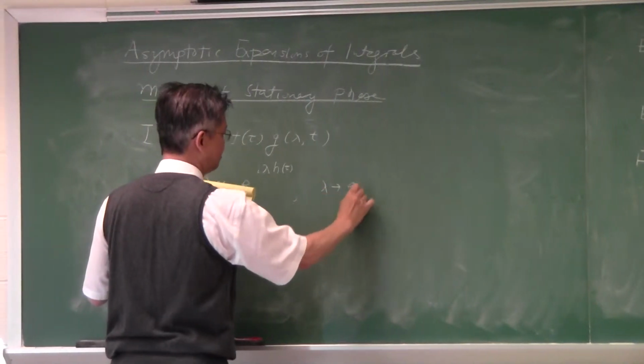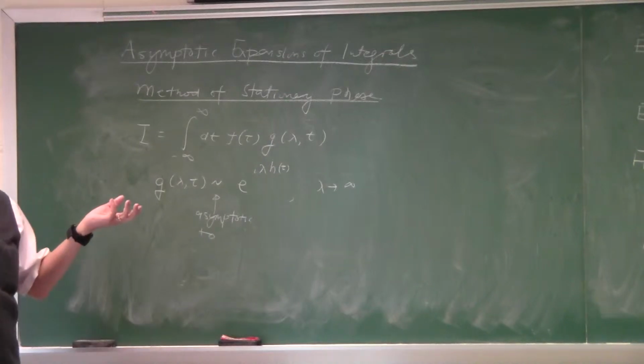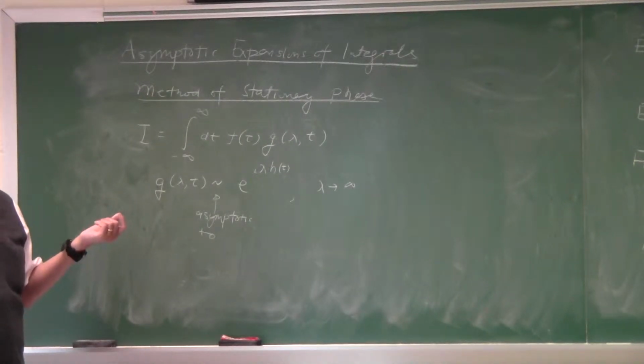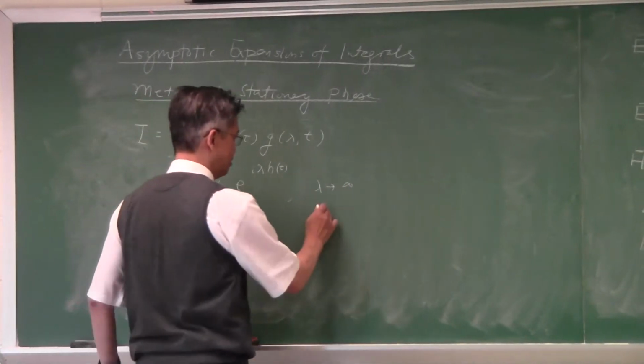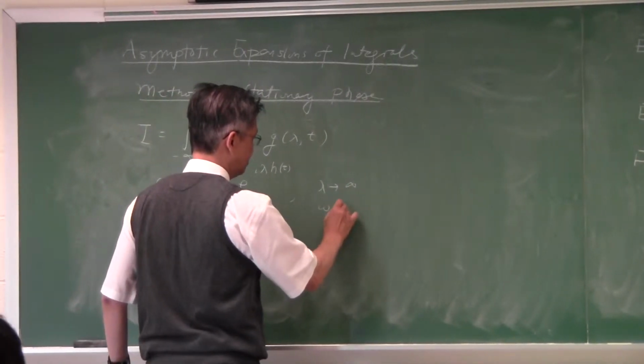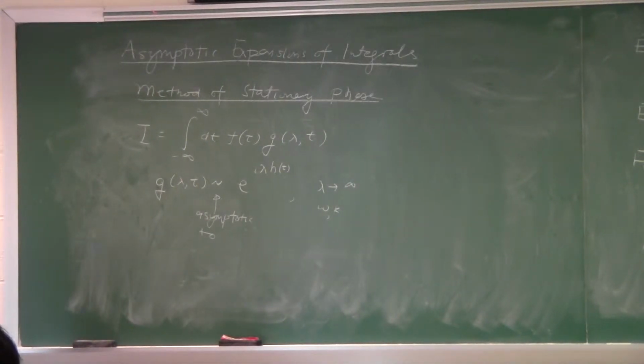When there is a large parameter that becomes very large, like in our case will be frequency, or 1 over wavelength, or k, the wave number k. So lambda can be omega, can be k. It becomes very large. What can we do with this integral? Well, we can apply the method of stationary phase to simplify this integral.